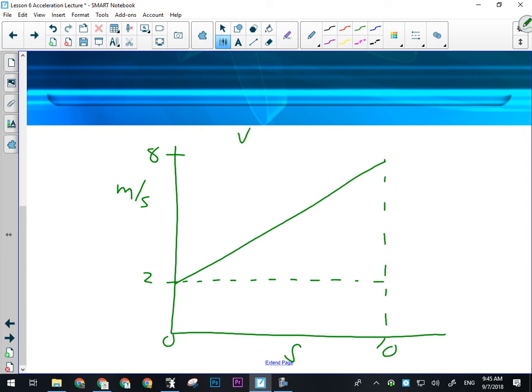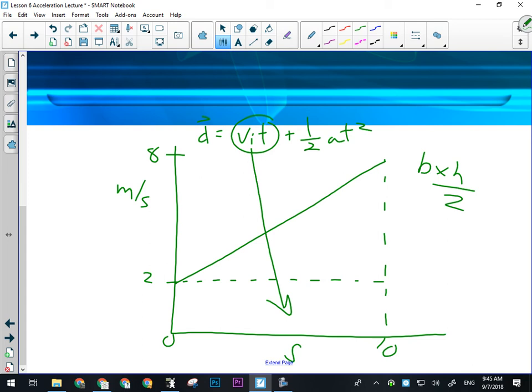Now, look at this formula again. D equals VI times T plus 1/2 AT squared. That calculates the area of the rectangle. And the 1/2 AT squared is the same as doing base times height over 2. Because you've got seconds and seconds times squared, and you're taking half of the acceleration. So half of the slope will give us the area of this triangle as well. Everybody with me there? That's where that formula comes from: actually finding the area underneath the line.